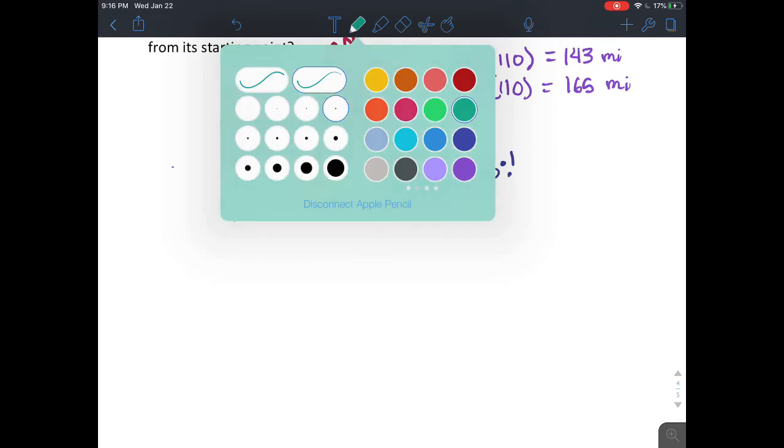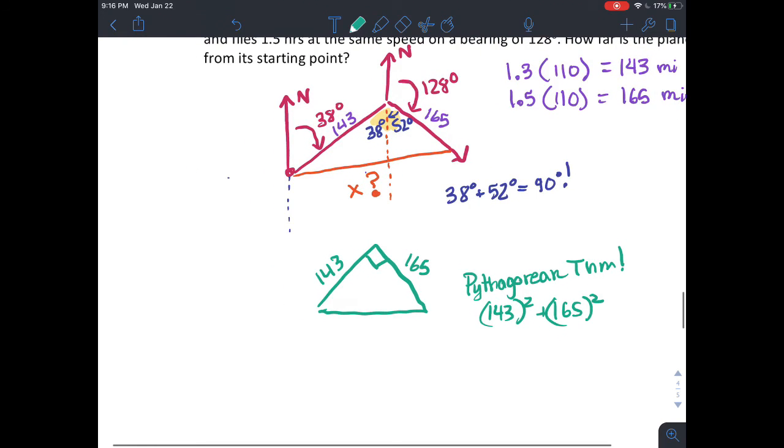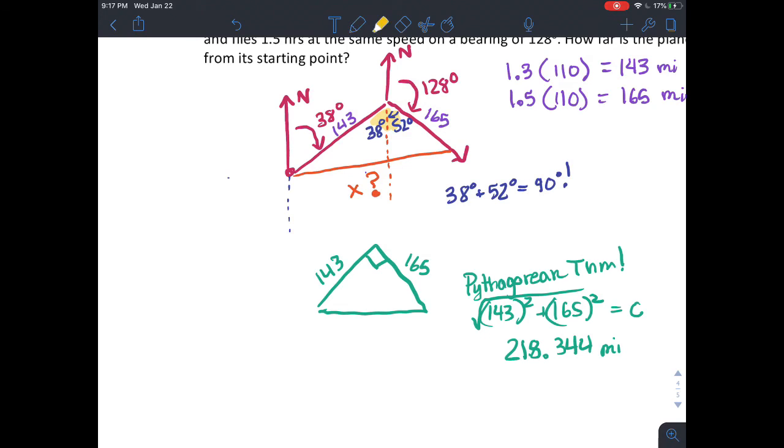So let me, in my favorite form of working these, redraw it. So that's 90. One side's 143, one side's 165, not degrees, whatever we're measuring things in, miles. You can use the Pythagorean theorem to figure out your value for x. If you have two side lengths, this is a right triangle, just good old Pythagorean theorem. So if you plug those values in, take the square root of it, you're going to end up with approximately 218.344 miles for that distance.